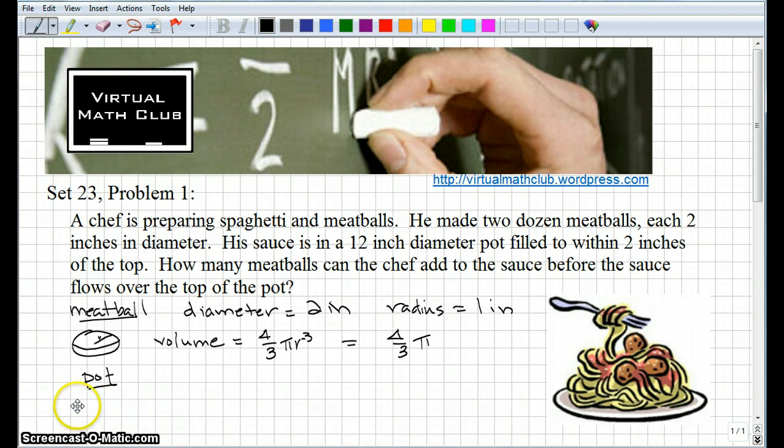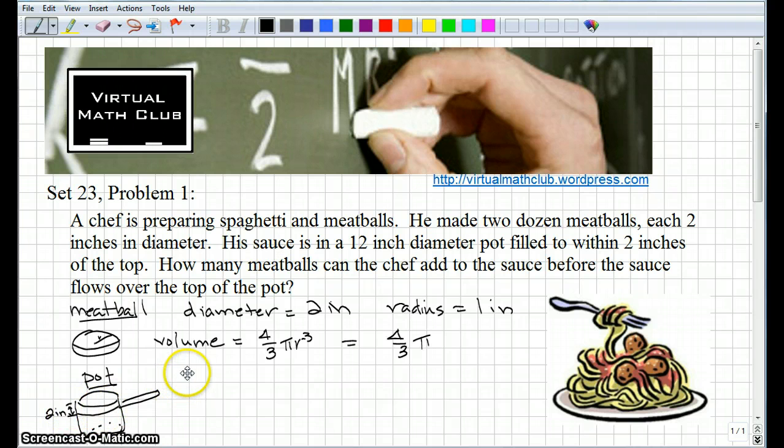So we have this pot. I'll draw it. It's fairly deep. It's a chef, so he's cooking for a lot of people. And he's got this pot. I'll draw a handle here. And we're going to assume this pot is basically a cylinder. I suppose I should have drawn this a little more cylindrical on the bottom. Okay, so it's basically a cylinder, and it's filled within 2 inches of the top here. So the space at the top is 2 inches.